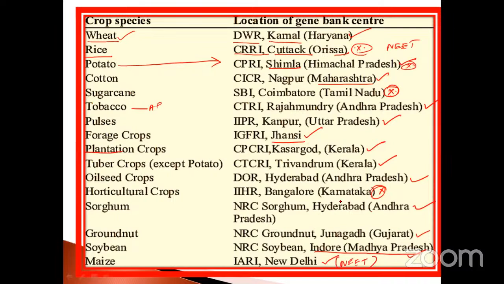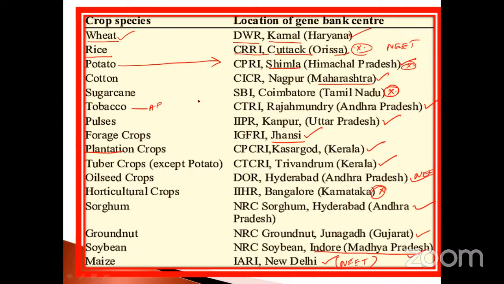Oil seed also, it is also Andhra Pradesh. This is also NEET. Particularly two things are very, very important, my dear students. First of all, rice is very, very important. And cotton, also sugar cane, oil seed, soya beans and maize. Okay, just go through it and you will get the idea. You practice these more than 3 times.